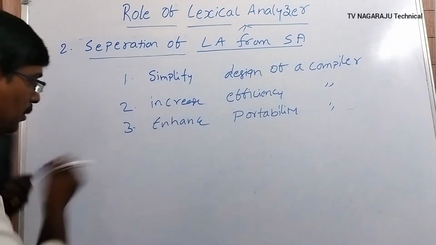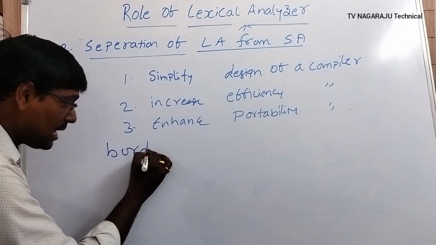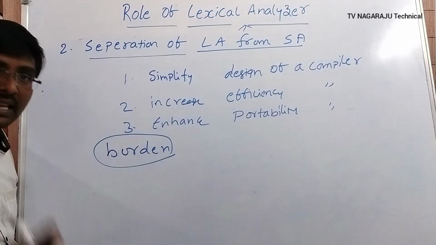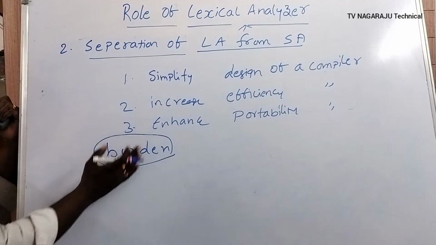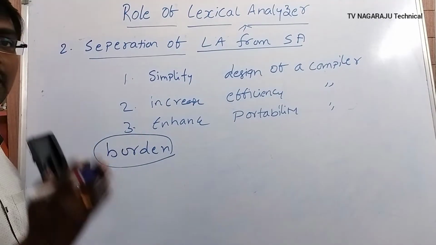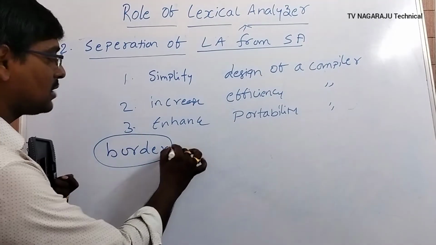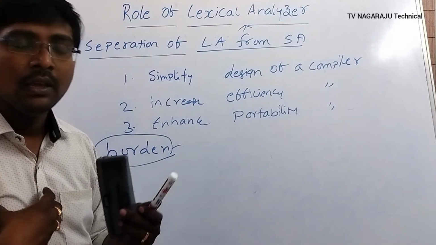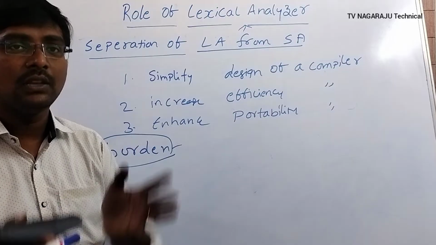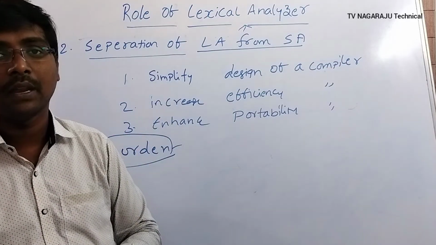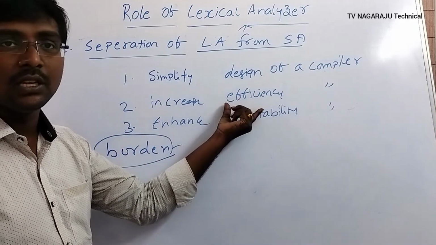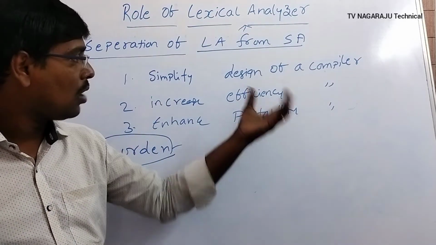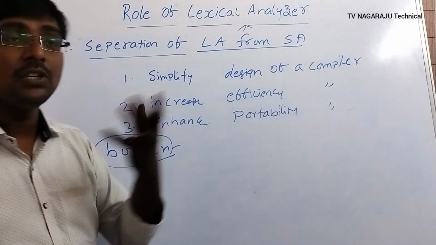So, the simple thing is to reduce the burden. To reduce the burden on a single phase, we are dividing the work into different phases. This is actually the main reason. Once, for example, a task is given to me, it is very difficult to handle. It is not completed within the given span of time, then the efficiency decreases. Suppose the task is divided among two persons. Automatically the performance and efficiency also increase.